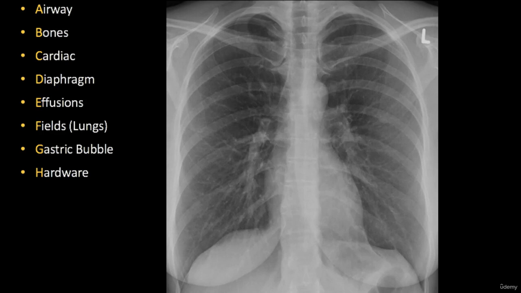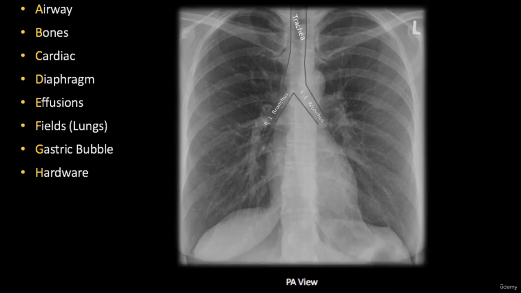We look first at the airways, then evaluate the bones, the shadows of the heart, the diaphragm, the domes on the right and on the left. They look at the pathological contents in the costodiaphragmatic recess. Then they move to the lungs and evaluate the fields of the lungs. They identify the bubbles of the stomach and hardware. And as you see, all these structures may be enumerated from A to H for our convenience. Well, let's try to follow this algorithm, beginning from the airways.